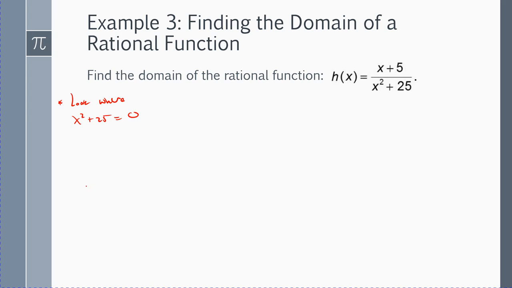You would move the 25 over, you'd get x squared is equal to minus 25. When you take the square root to solve, you get plus or minus the square root of minus 25, which would be plus or minus 5i. So you get an imaginary number here. So what this means is, look, there's no real numbers that would get a divide by 0. So the domain here is all real numbers.